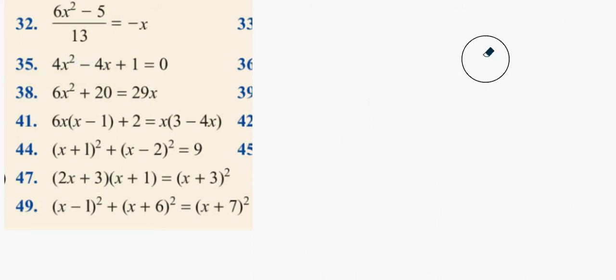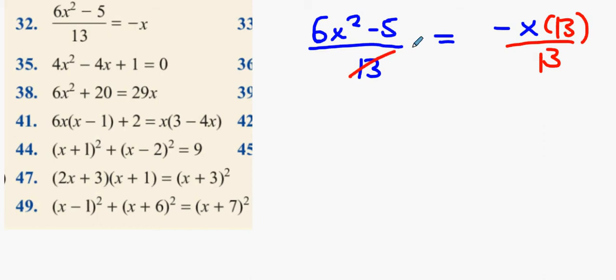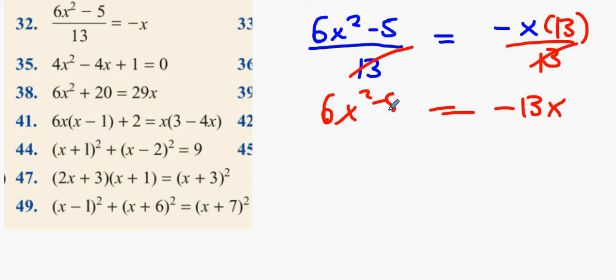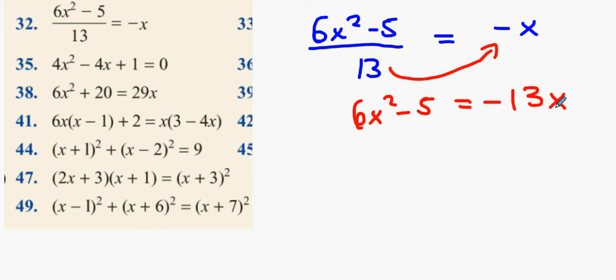In question 32, you have 6x squared minus 5 over 13 equals minus x. One version of me will put 13 on the bottom, 13 on top, cancel the 13s, and get minus 13x on the right, 6x squared minus 5 on the left. Everybody cool with that? Another version of me will feel slightly lazier, and he'll just say division of 13 is the same thing as multiplication of 13 on the other side, so he'll end up with this. Both of them end up doing the same thing. That's the story I want to take home here. We're both doing the same thing.